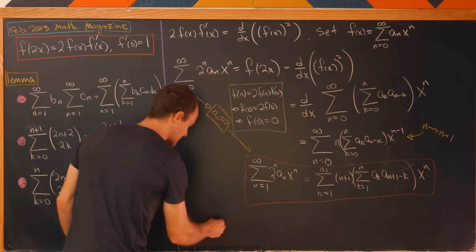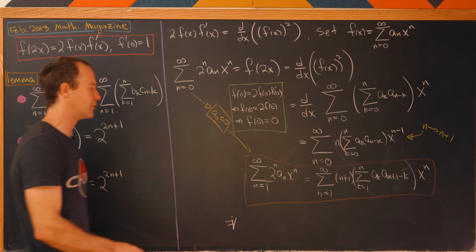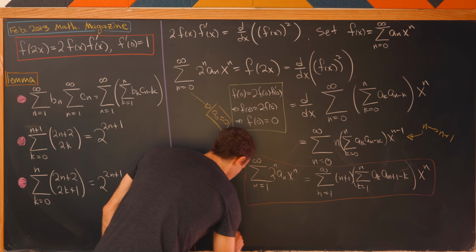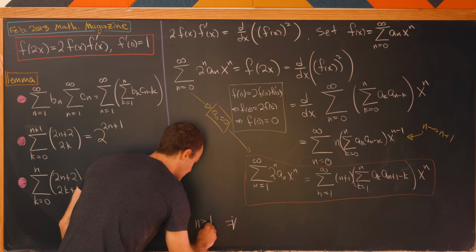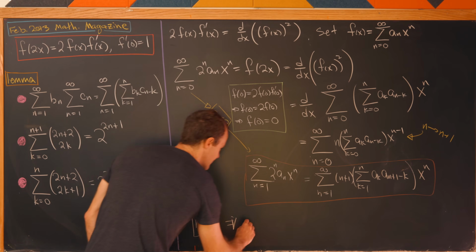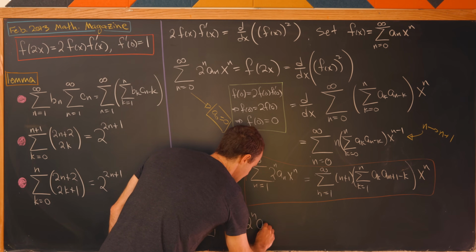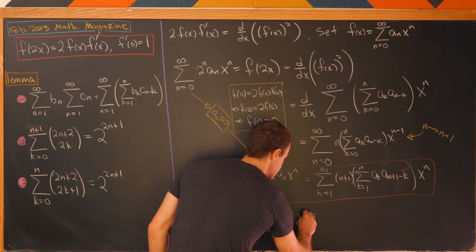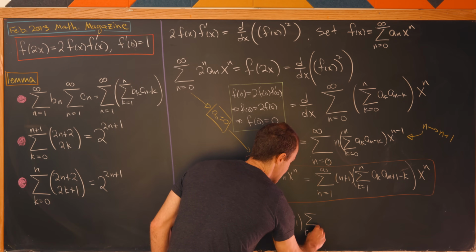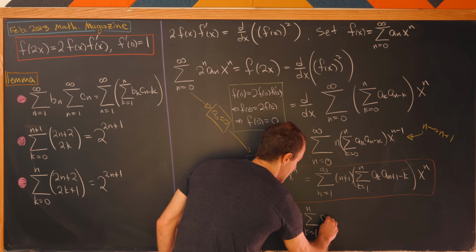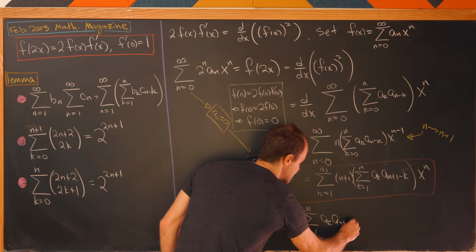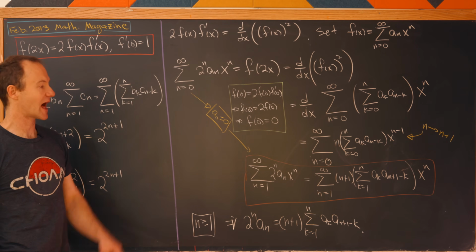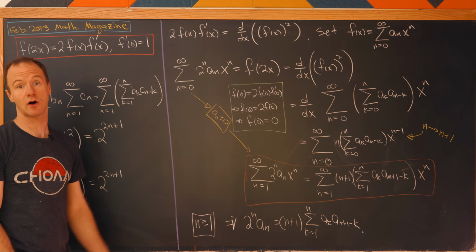Okay, so now let's extract coefficients, and that'll be the recursion which we'll use from here on out. So for n bigger than or equal to 1, we have the following. 2^n a sub n is equal to n plus 1 times the sum as k goes from 1 to n of a sub k times a sub n plus 1 minus k. Okay, so now let's bring that up and then we'll get to solving this recursion.